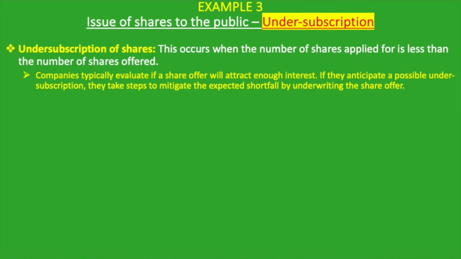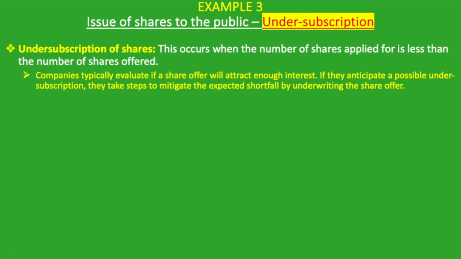Companies typically evaluate if a share offer will attract enough interest. If they anticipate a possible undersubscription, they take steps to mitigate the expected shortfall by underwriting the share offer. And so that's where underwriters' fees or underwriters' cost comes in, and I'm sure you would have come across it if you're dealing with the issue of shares to the public. If you are thinking that possibly we may not receive enough applications for the shares that we are issuing and we need the funds for whatever the case may be, then we can underwrite the share offer.